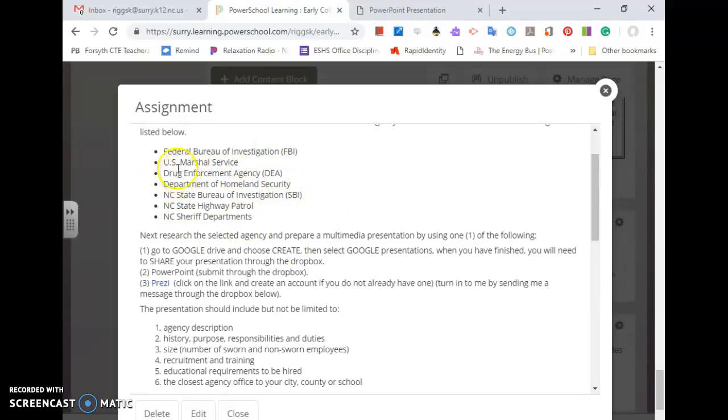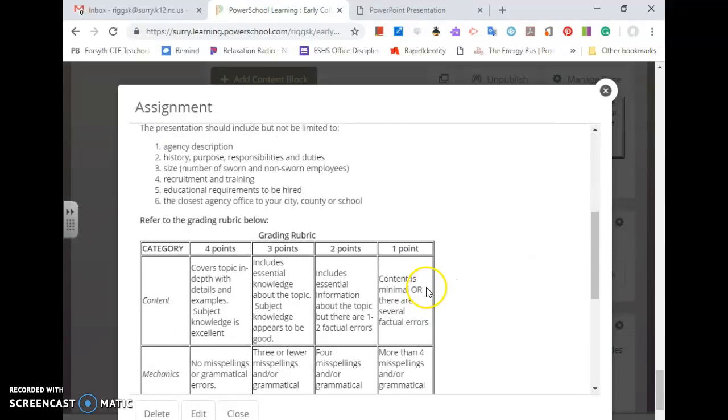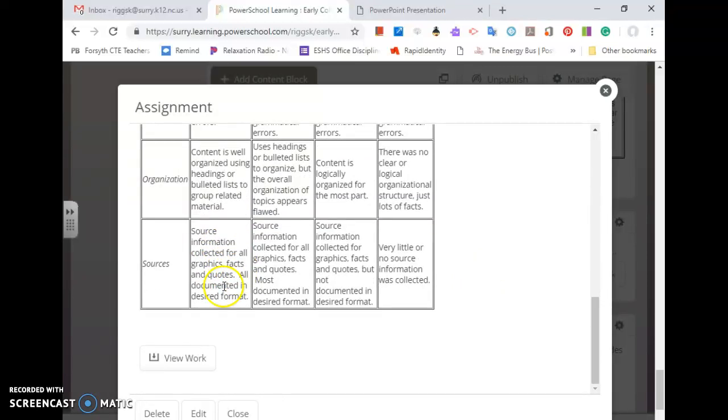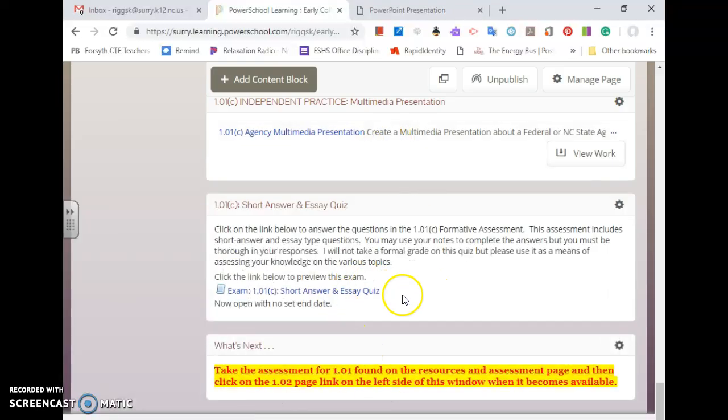So you pick what you want, whether it's the U.S. Marshals, the FBI, Highway Patrol, and you can create this in a Google slide. You can do it in PowerPoint if you use Microsoft, or if you want to make a Prezi, you can do that. But you'll create a presentation, make sure you have all the topics covered, there's no misspelling or grammatical errors, and make sure you cite your sources. Okay, and you would turn that into this Dropbox right here.